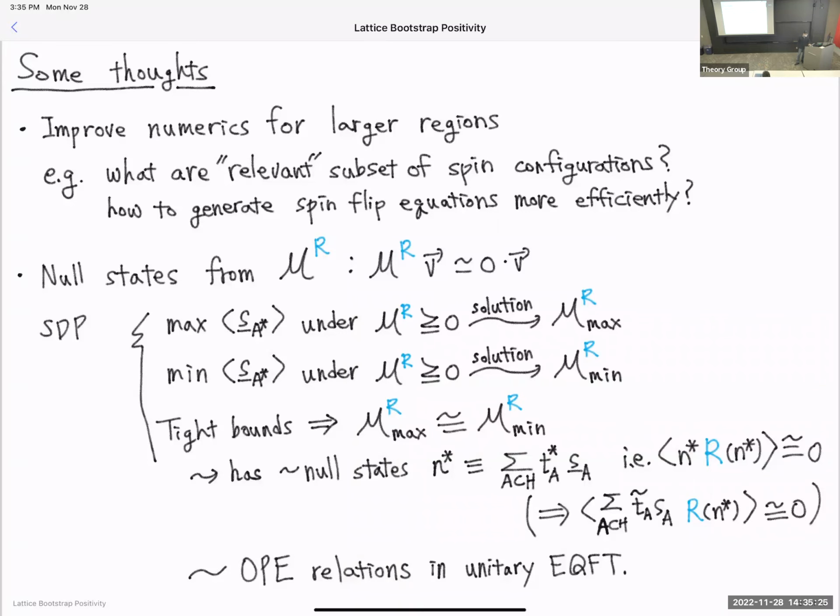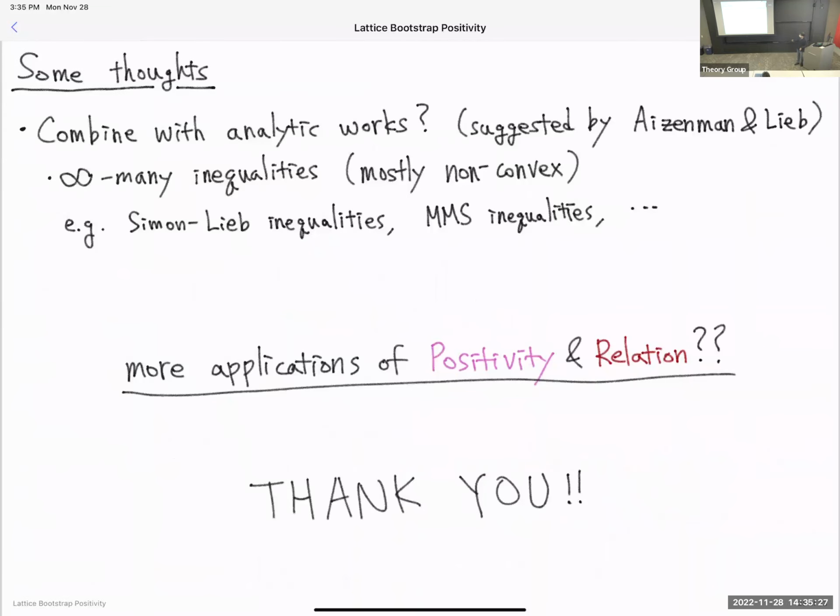Okay. Finally, one might ask, can we combine this with some analytic works? Actually, this is suggested by Michael Eisenman and Elliot Lee. I was very fortunate because I gave the talk on this topic at PCTS, and these two giants in the field were there, and they were saying that in the 60s, 70s, and 80s, there have been many analytic works for these types of systems using a whole bunch of inequalities. There are basically infinitely many inequalities.